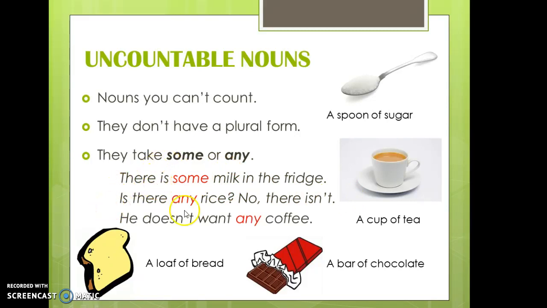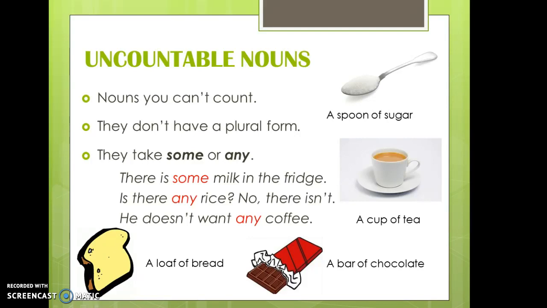Is there any rice? Question. We put any before the noun, in this case uncountable noun. No, there isn't. Short answer. He doesn't want any coffee. We put any before the uncountable noun because it's a negative sentence.